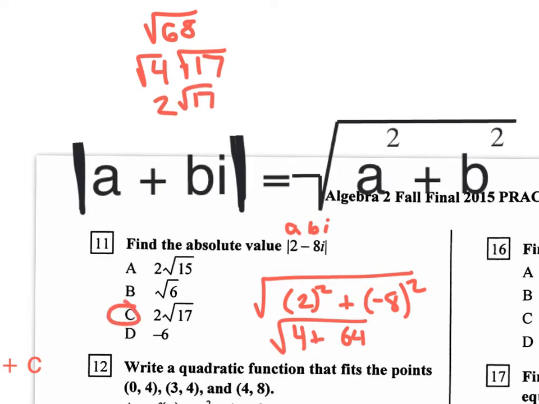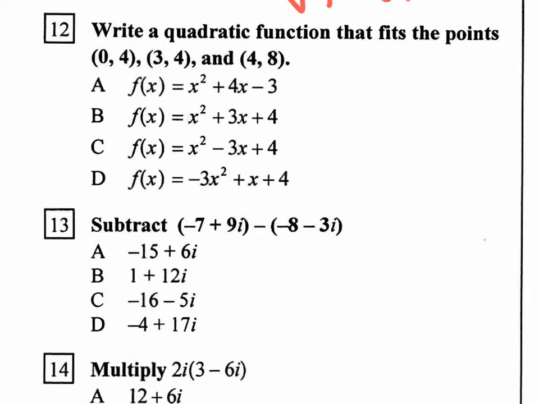Let's move on. Number 12 is very likely to be the hardest question in the entire final. Okay? Why? Because it says write a quadratic function that fits the points. Well, how the heck are we going to do that? One option, let me tell you how to cheat here. One option is to take these x and y values, plug in 0 for x and 4 for y, and see if it works. Now obviously 0 for x and 4 for y, it's going to say 4 equals negative 3. It cannot be A, right?